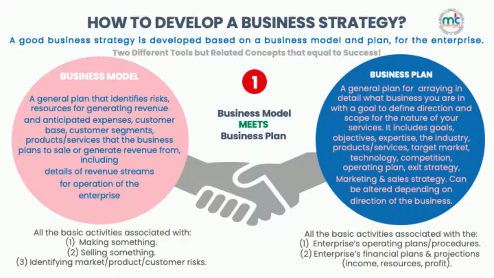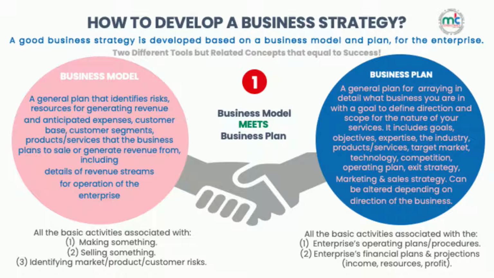On the other hand, the business plan is a general plan for arraying in detail what business you are in, with a goal to define direction and scope for the nature of your services. It includes goals, objectives, the industry, expertise in your business, target market, competition, exit strategy, operating plan, technology required, sales strategy, and your marketing strategy. The business plan can be altered depending on direction of the business once you start operating.